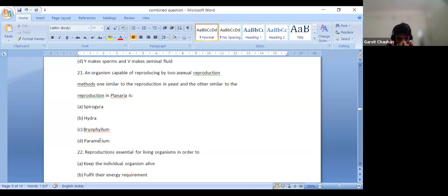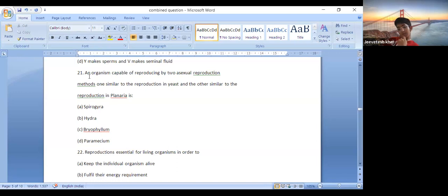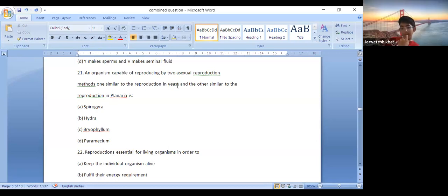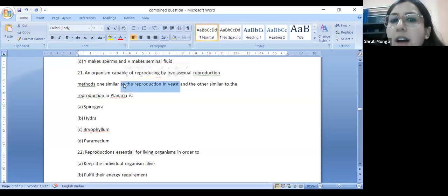Ma'am, I'm not so sure. An organism capable of reproducing by two asexual methods. One is similar to yeast. Yeast does what? Ma'am, budding? Yeah. I guess it'll be A, Spirogyra. Okay. How does yeast reproduce?